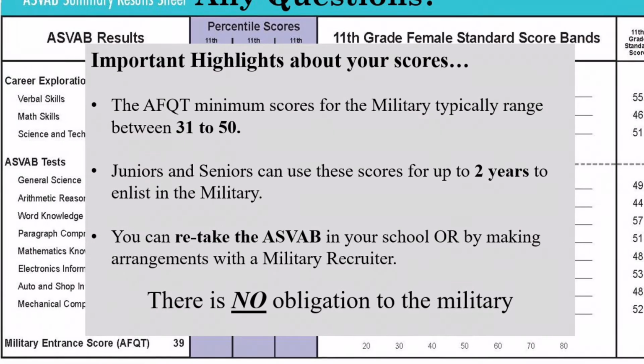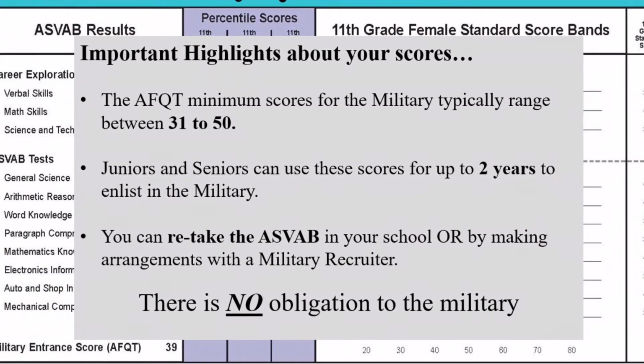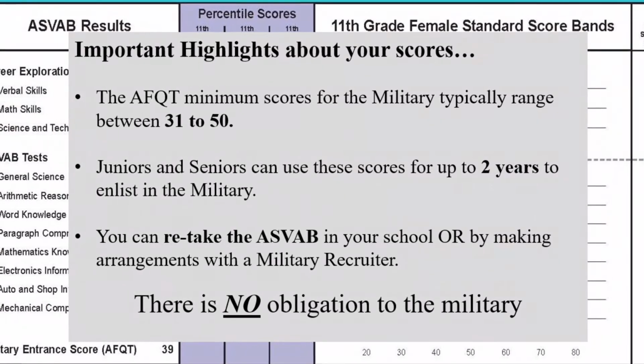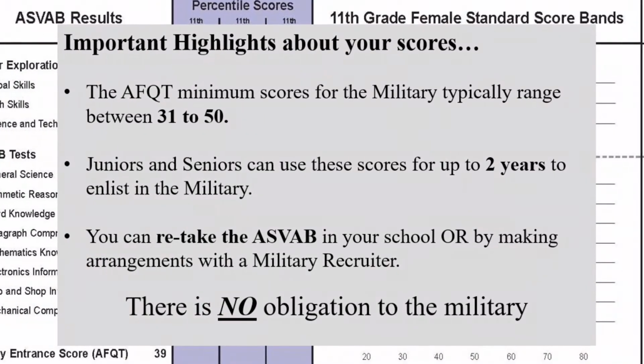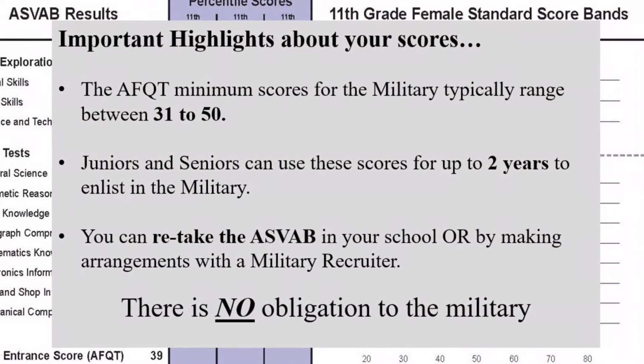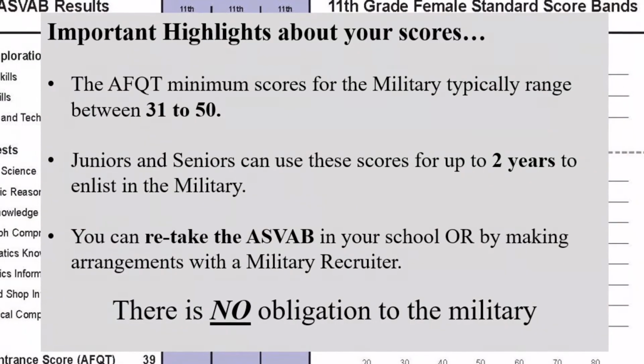Typically, people trying to join the military need a 31 to 50 on average. You can use these scores for up to 2 years after you've taken the test. If you'd like to improve your score, you can contact a recruiter in the area or your high school counselor to reschedule another test. You do not have to join the military just because you took the ASVAB.